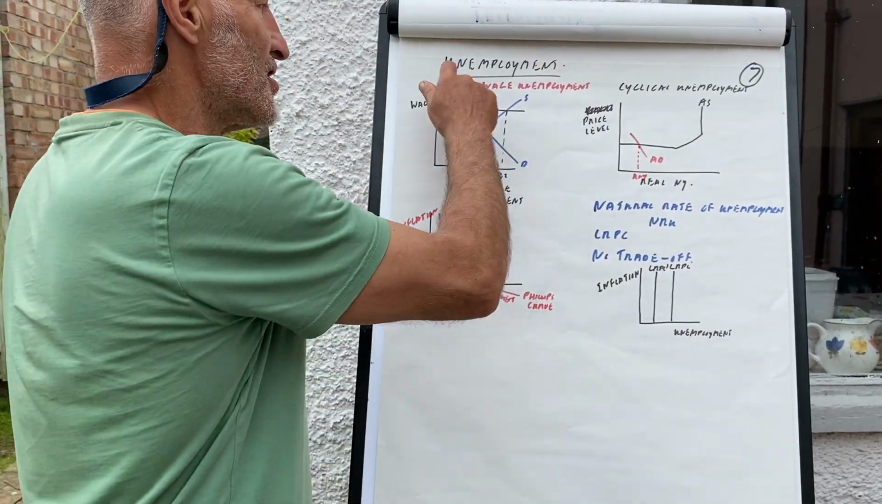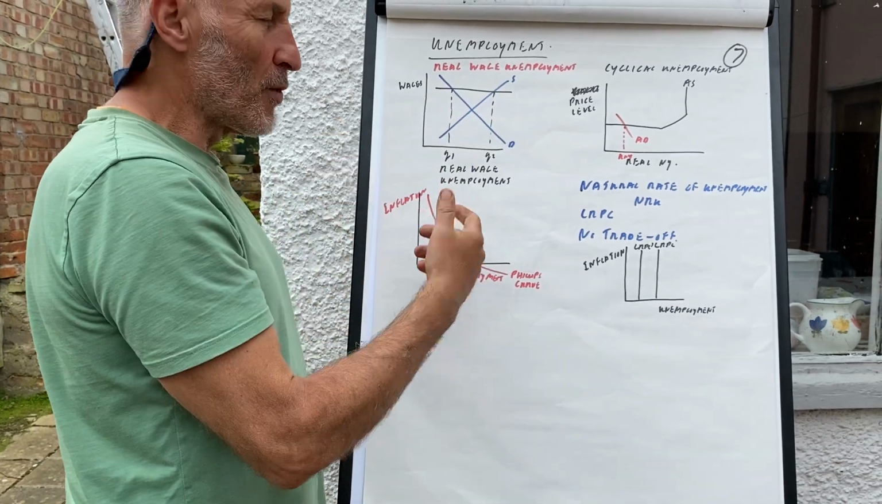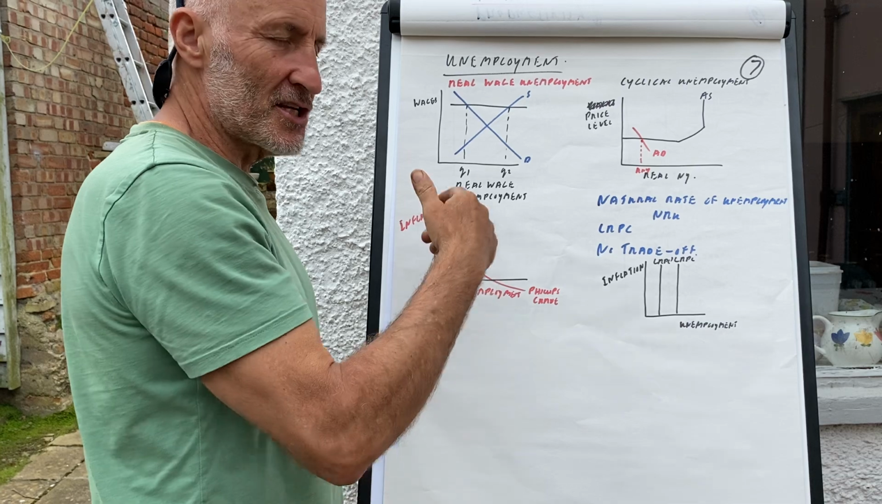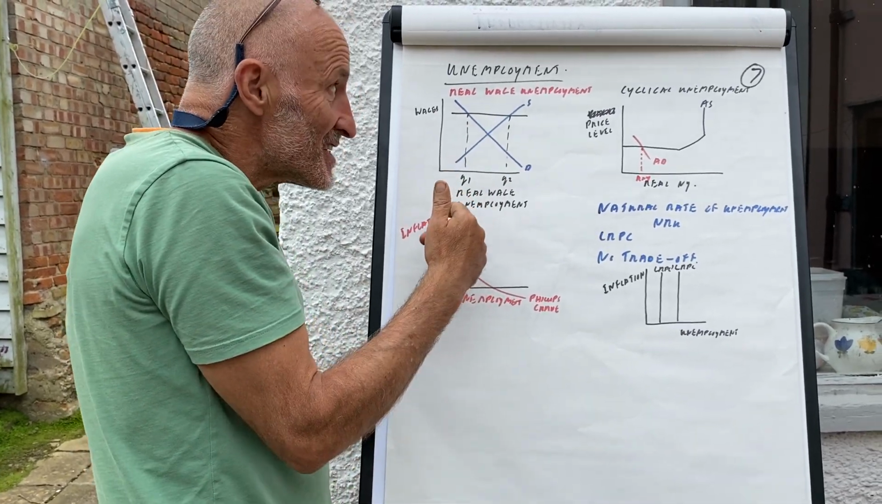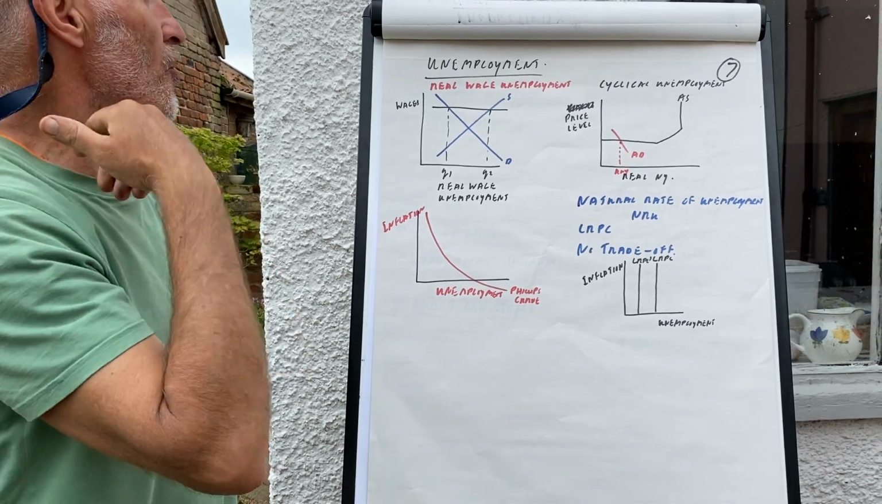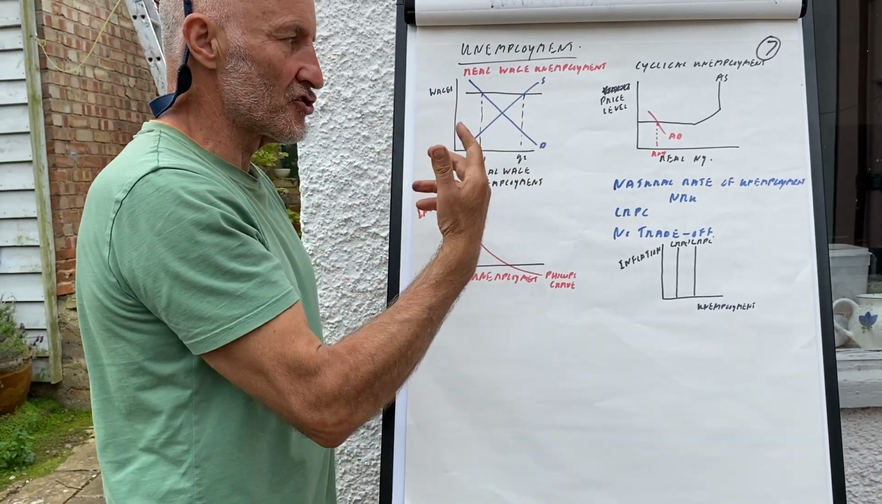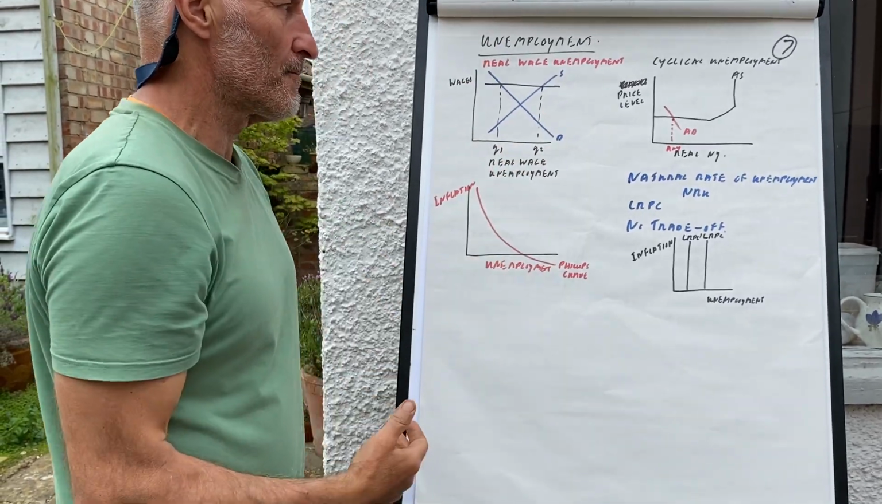Okay, next one on here is unemployment. We got real wage unemployment. Real wage unemployment is just like the minimum wage diagram, but it's real wage unemployment. The reason why we have real wage unemployment is because of wage rigidity, also because of minimum prices, minimum wages, and also because the trade unions are too strong. Okay, a bit like a micro diagram, but it's called real wage unemployment.